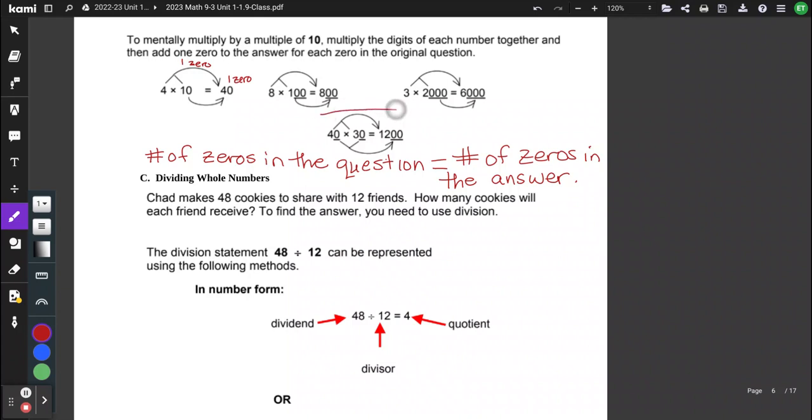Now look at this one in the middle. Each number has a 0. Did that change my process? No. You still count the number of zeros. So there's 2 zeros on the left of the equal sign. That means there's 2 zeros on the right. Okay, so 2 zeros has to match 2 zeros.